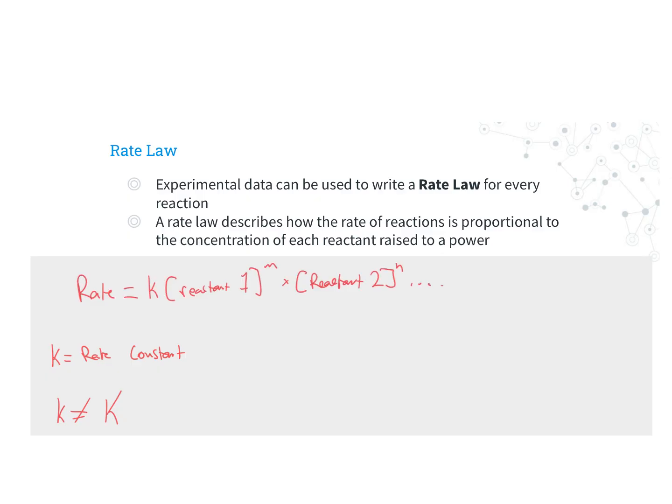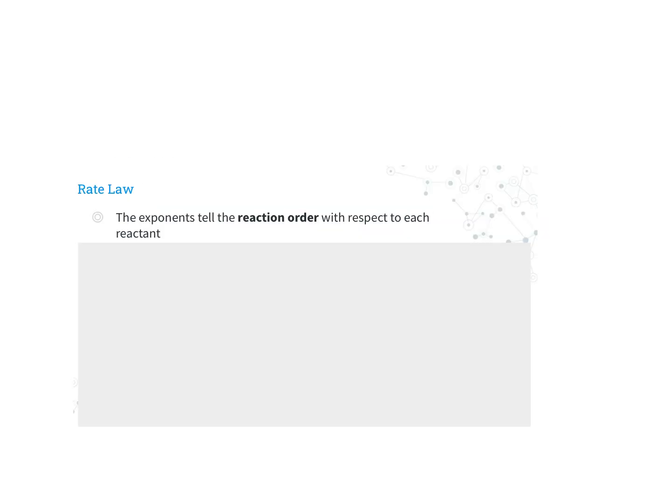Typically, you'll only have 2 reactants because the likelihood of 3 things coming together and colliding at the exact same time is nearly impossible. And so you'll typically only have 2 reactants reacting at the same exact time. But a rate law can always be in this form. It's the rate equals the rate constant, which is lowercase k, times reactant 1 raised to some power, times reactant 2 raised to some power, so on and so forth. Now, the actual exponents in a rate law tell you the reaction order with respect to each reactant.